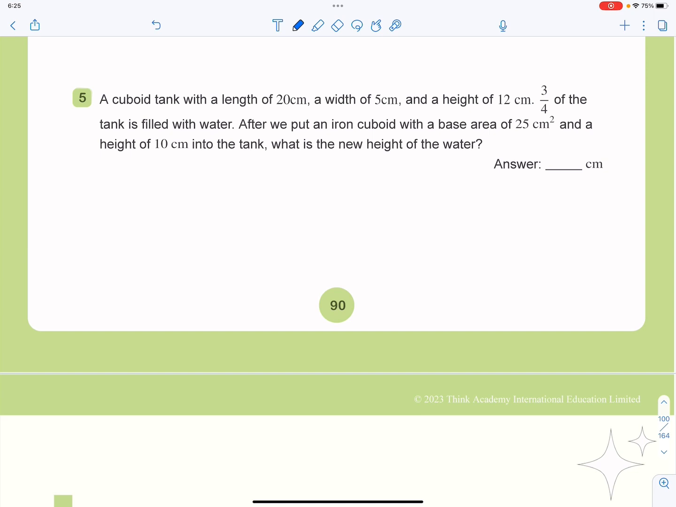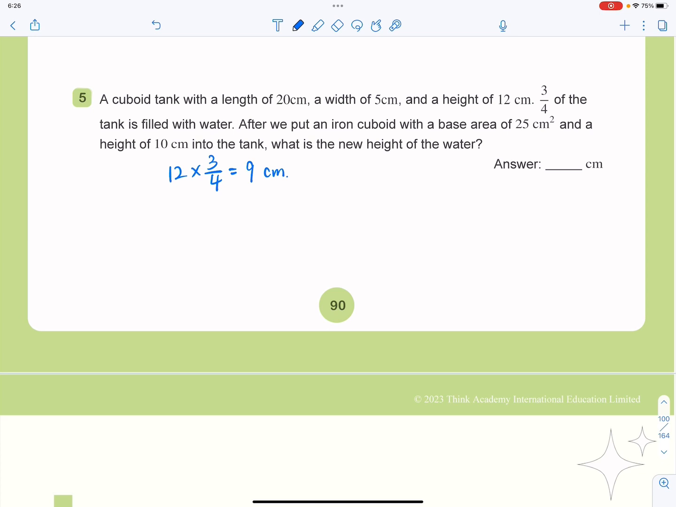So in such kind of question, we have to determine, is that iron cuboid fully submerged or partially submerged, right? And now let's see what's the original height of the water. That will be 12 times 3/4, which equals 9 centimeters. And that is a little bit lower than the height of this cuboid. So we cannot tell so far if it is fully or partially submerged.